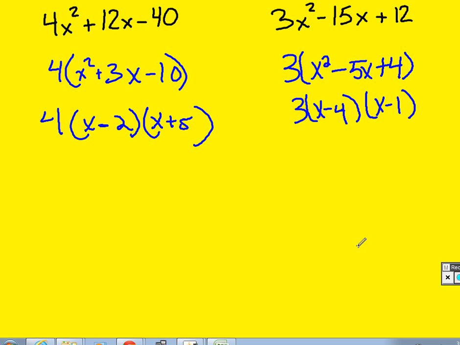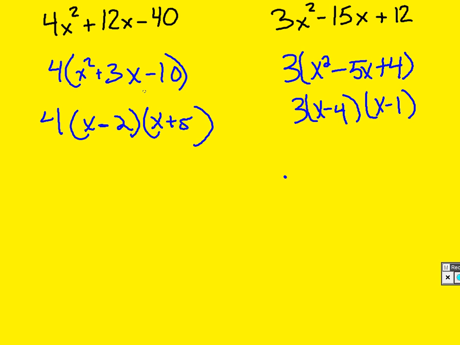Last lesson, we looked at problems like this where we had to pull out the greatest common factor and then factor by saying that 10 factors of 10 and subtracted of 3 would have been 5 and 2. Then we figured out our signs. We did the same over here, factoring out a 3 first, trying to get a greatest common factor.